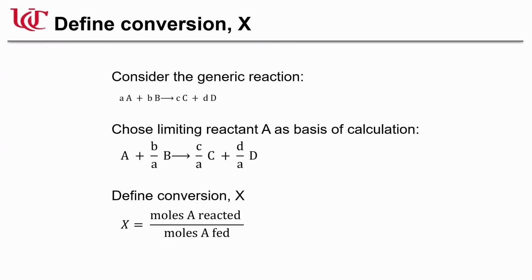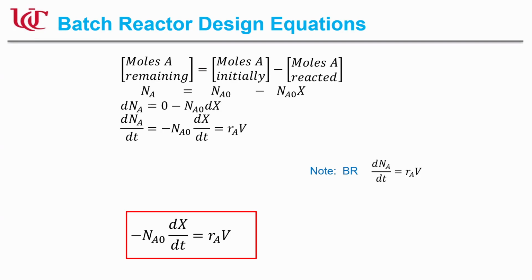Then we define the conversion in terms of A. A is the limiting reactant, so the conversion equals how many moles of A reacted divided by the total moles of A fed to the reactor. With that, we can calculate the remaining A in a reactor. For example, with conversion X, you have initial Na0 minus Na0X. This Na0X has reacted, so that's what remains.